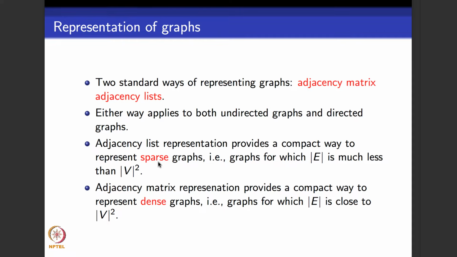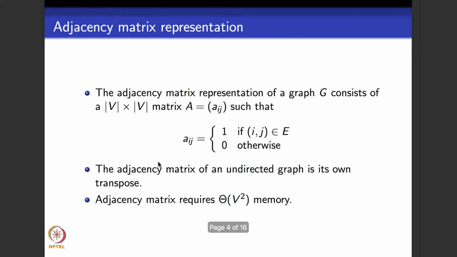So for sparse graphs, adjacency lists are considered to be good. For dense graphs, adjacency matrices are considered to be good. Otherwise, there is no really big trade-off between one representation or the other. It's just for convenience. In our algorithms, we will mainly use adjacency lists. The algorithms that we will deal with in these two modules will use adjacency lists.